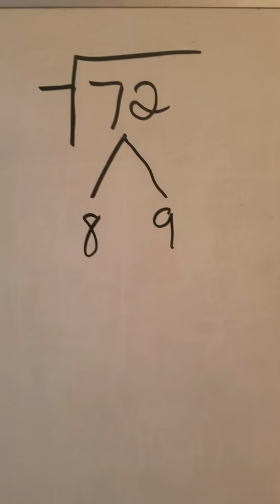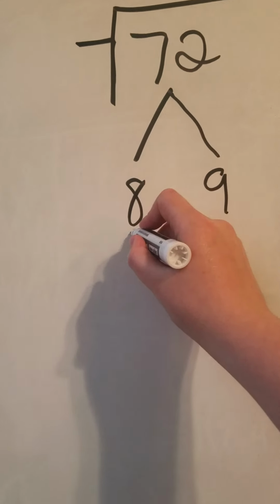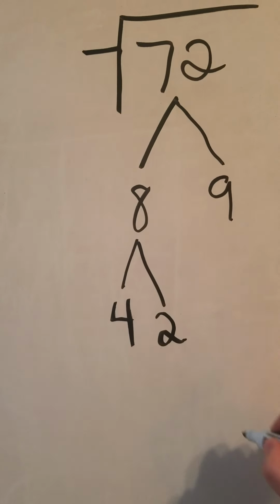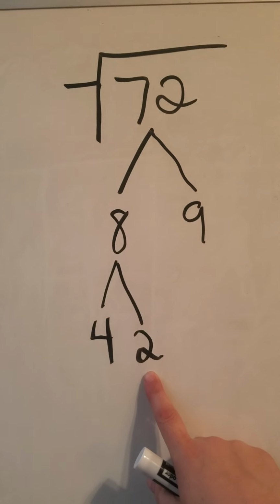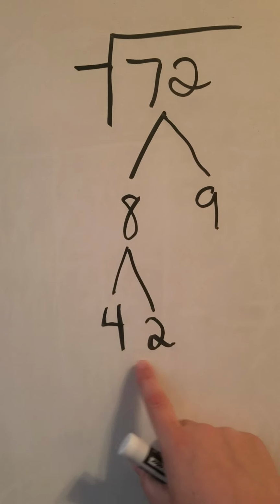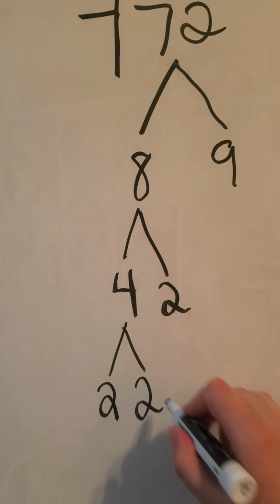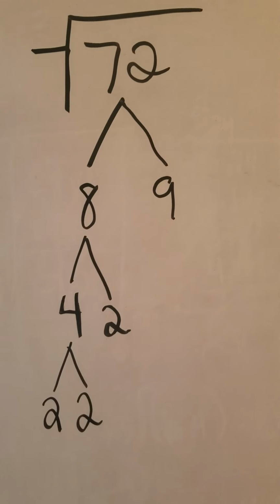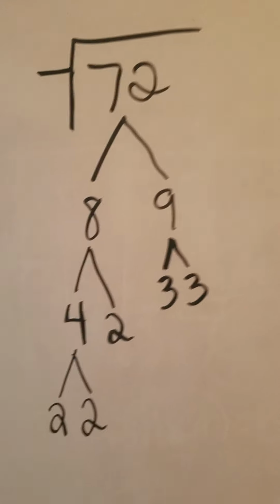From there, now I'm going to start looking at the numbers that are on those branches. Let's start with 8. What multiplies to give me 8? 4 times 2. 2, that's a prime number. I can't go any smaller, so I leave that. But this 4, 2 times 2 multiplies to give me 4. With my 9, 3 times 3 multiplies to give me 9.